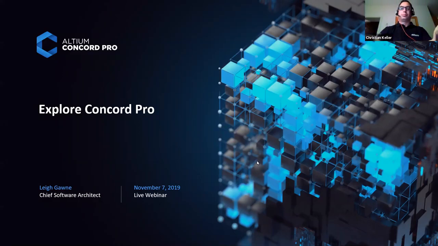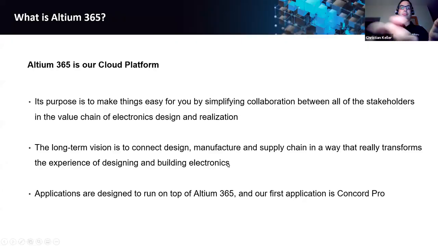So let's get started. First of all, what is Altium 365? If you haven't heard of it before, Altium 365 is our cloud platform. Its purpose is to make things easy for you by simplifying collaboration between all of the stakeholders in the value chain of electronics design and realization. The long-term vision is to connect design, manufacture, and supply chain in a way that really transforms the experience of designing and building electronics. Applications are designed to run on top of Altium 365, and our first application is Concord Pro.